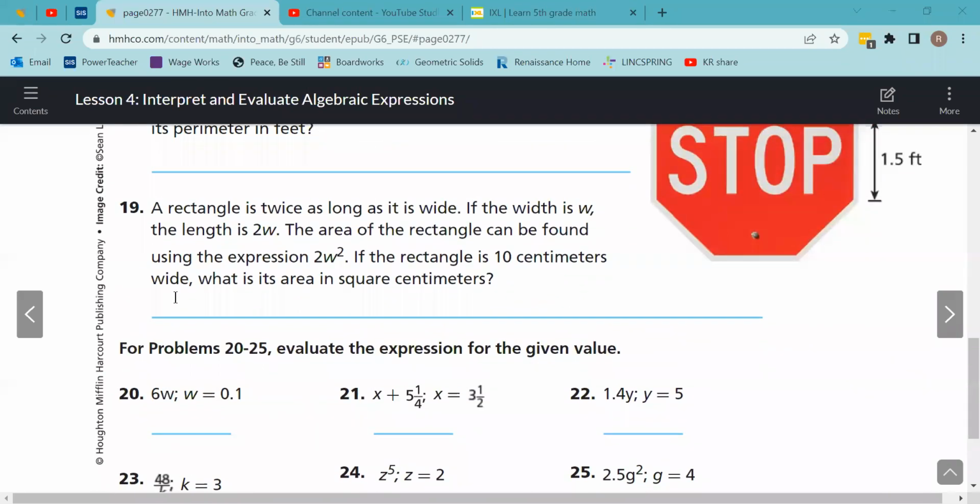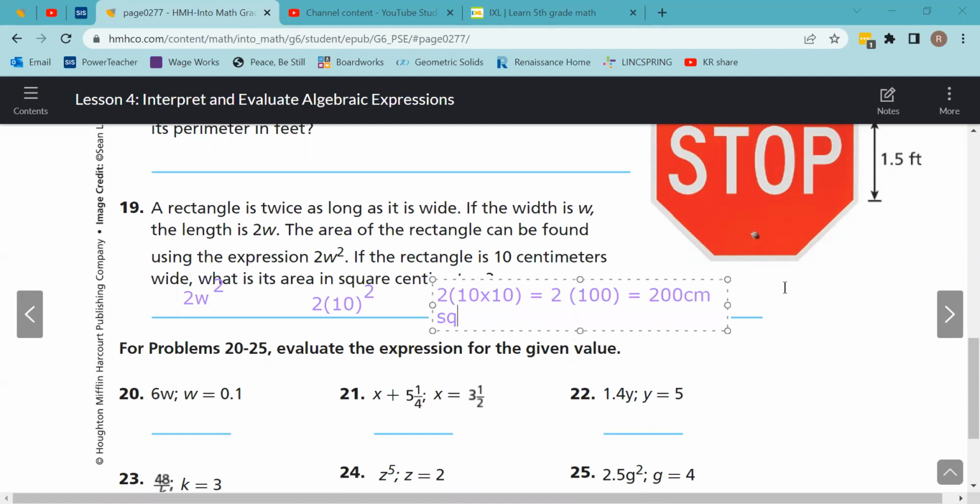All right, plugging it all in here. So 2W, and then a little 2 for squared. If the rectangle is 10 centimeters wide, we've got 2 times 10, and we need to square it. We need to square it first. So 10 squared is 10 times itself, which ends up being 2 times 100, wait, oopsie, equals 200, I believe it's centimeters squared, or square centimeters, it's all the same.